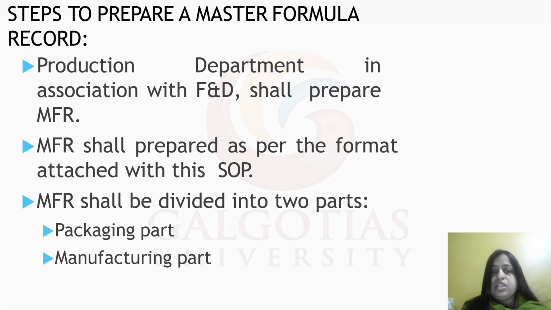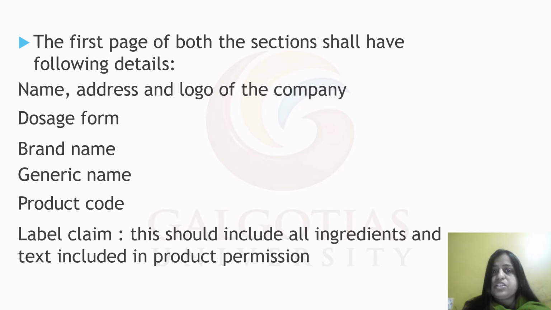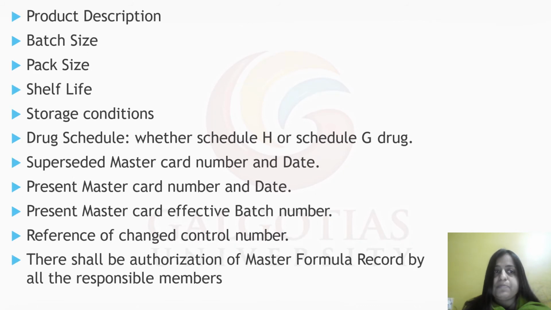The MFR shall be divided into two parts, packaging part and manufacturing part. The first page of both the sections shall have the following details: name, address and logo of the company, dosage form, brand name, generic name, product code and label claim. These should include all ingredients and text included in the product permission. Product description, batch size, pack size, shelf life, storage condition, drug schedule, whether Schedule H or Schedule G drug, superseded master card number and date, present master card number and date, present master card effective batch number, reference to change control number. There shall be authorization of the master formula record by all the responsible members.